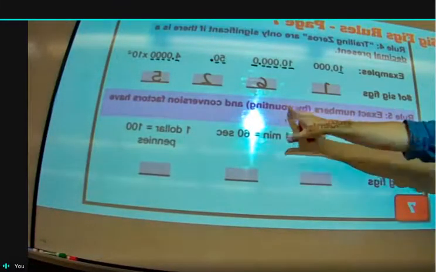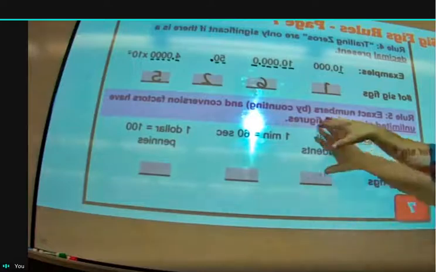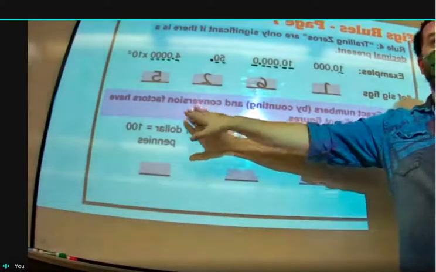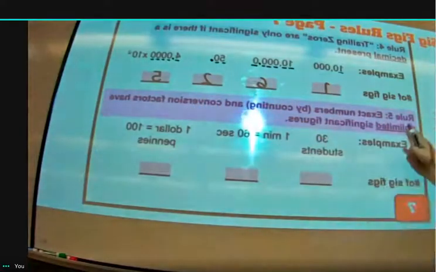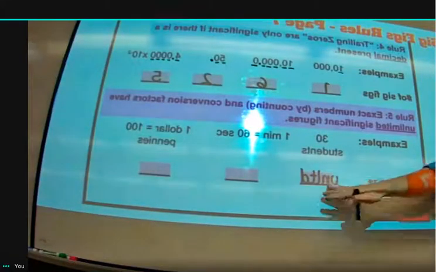Exact numbers that we get by counting something, or when we're using exact values from conversion factors, have an unlimited number of significant figures. So here's a number, 30 students. We counted everybody in B hour. That'd be an exact number, right? We have 30 students, not 31, not 29, not 29 and a half. 30 exactly. So we have unlimited significant figures. And I abbreviated that word.